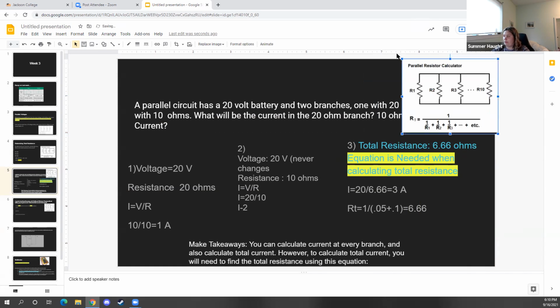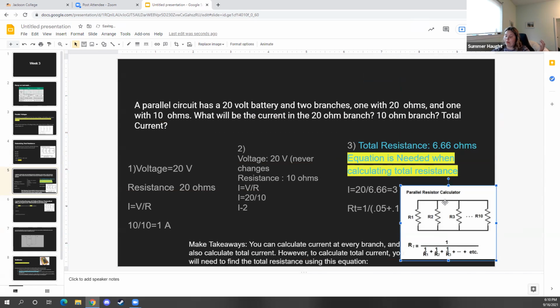So let's delete this one, because I would memorize when solving the total resistance for a parallel circuit, I would definitely use this equation. Okay, so let's say we have an example like this, where we have a parallel circuit with a 20-volt battery, 2 branches, one with 20 ohms and one with 10 ohms. What will be the current on the 20 ohm branch, the 10 ohm branch, and the total current?